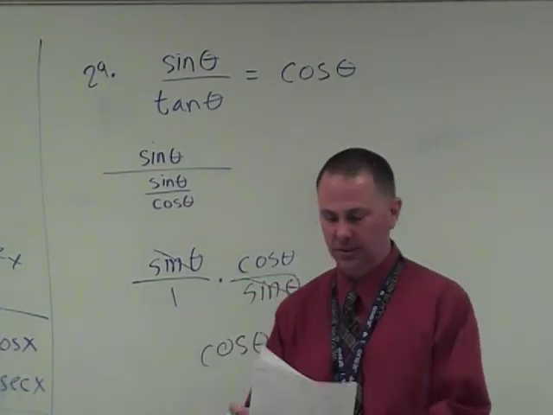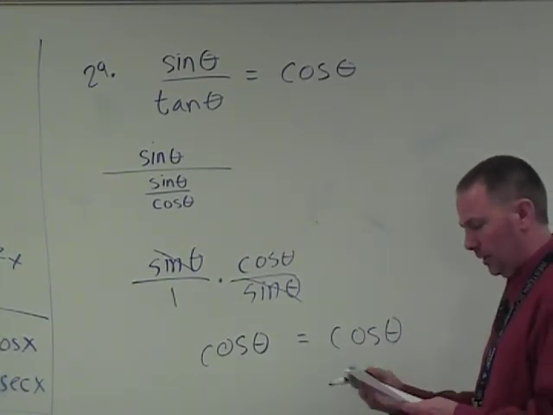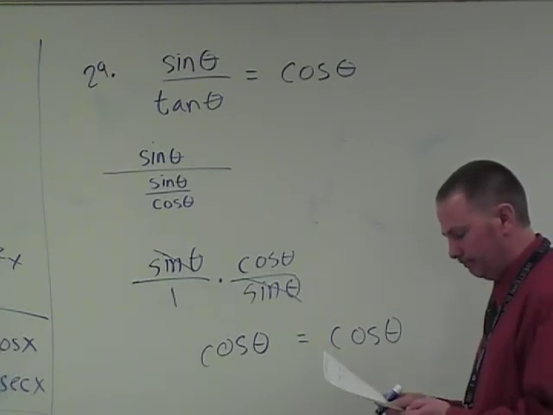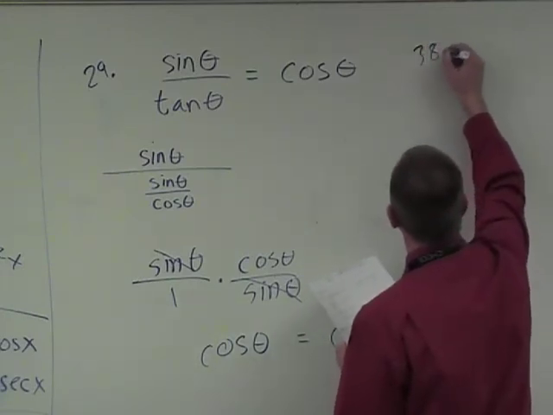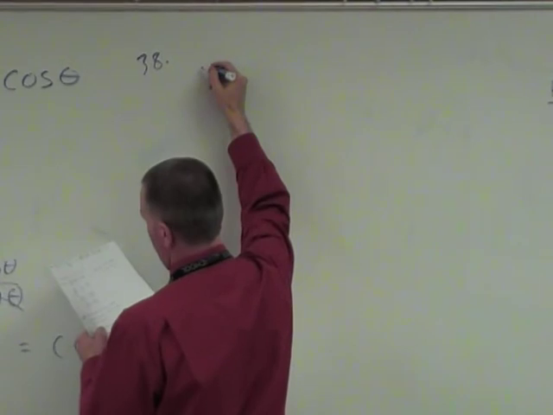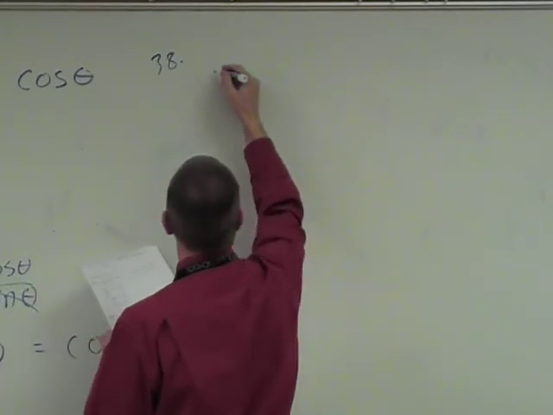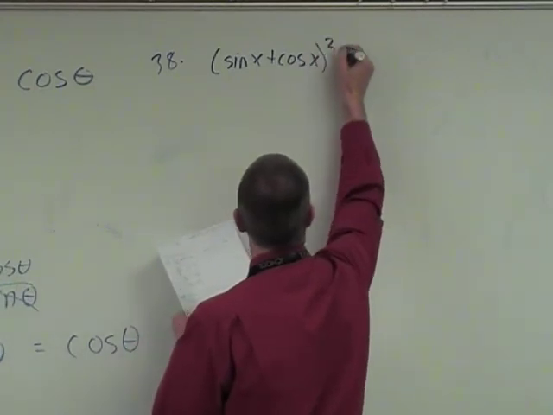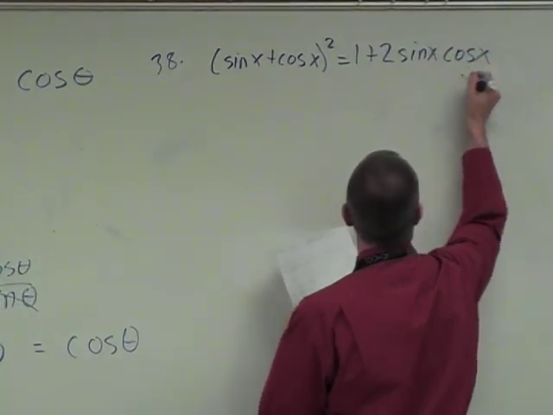Another one? Okay. How about an even one? Will that make you happy? I'll leave the hard one for you guys. I'll give you number 38. This is how it's written in the book: sine of x plus cosine of x, squared, equals 1 plus 2 sine of x cosine of x.